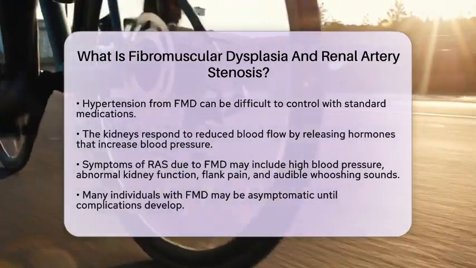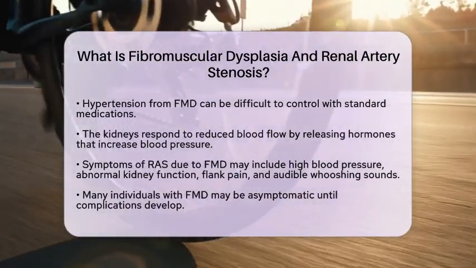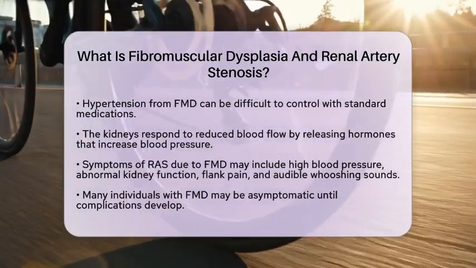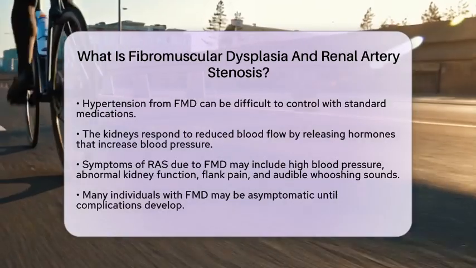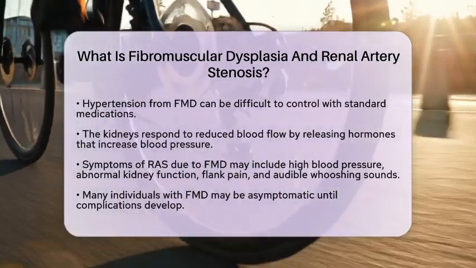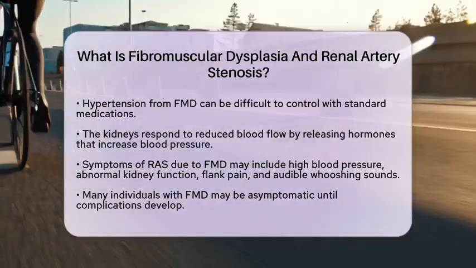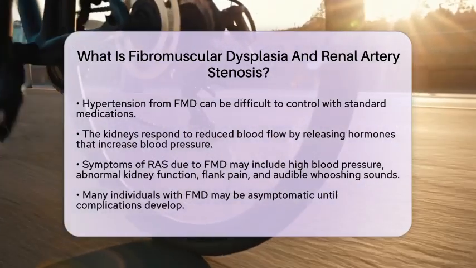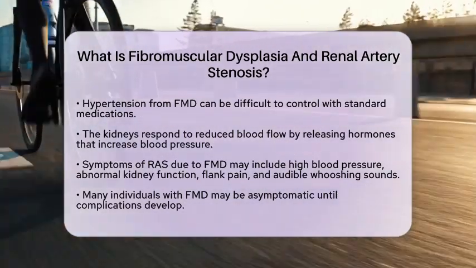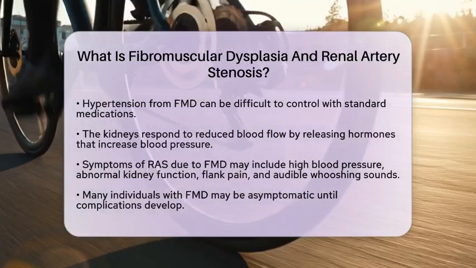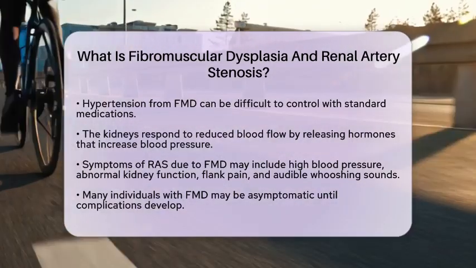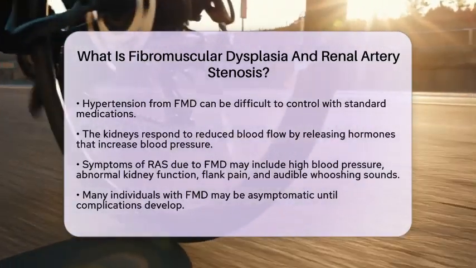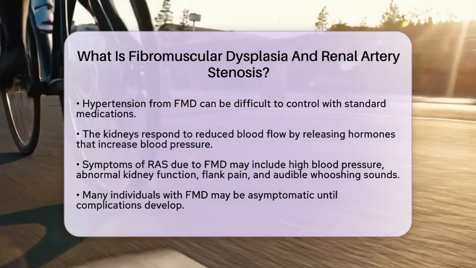Symptoms of renal artery stenosis due to fibromuscular dysplasia can include high blood pressure, abnormal kidney function, flank pain, and sometimes a whooshing sound heard over the abdomen with a stethoscope. However, many individuals with fibromuscular dysplasia may not notice any symptoms until complications arise. From a hypertension management perspective, recognizing fibromuscular dysplasia as a cause of renal artery stenosis is essential.